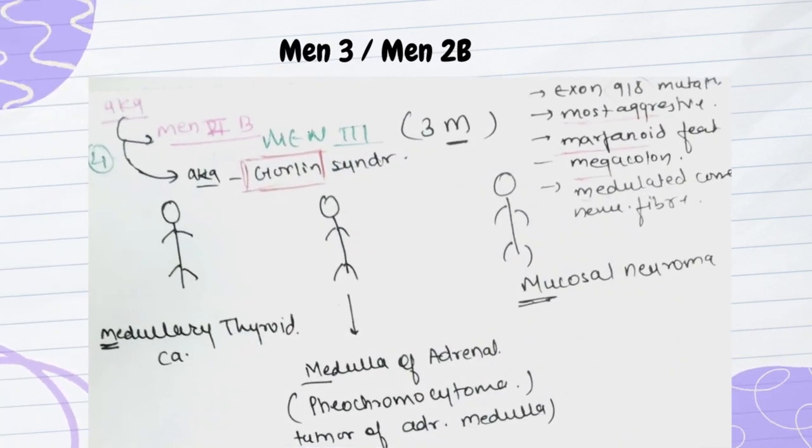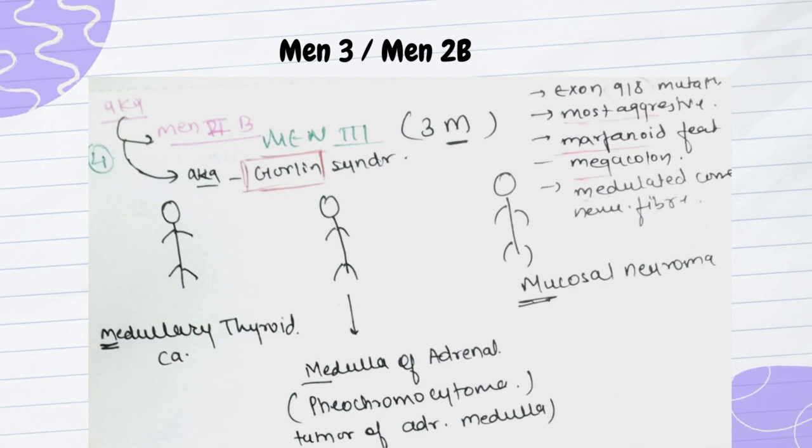And another one is MEN 3, which is also called MEN 2B. Okay, now MEN 3 is also called Gorlin syndrome.